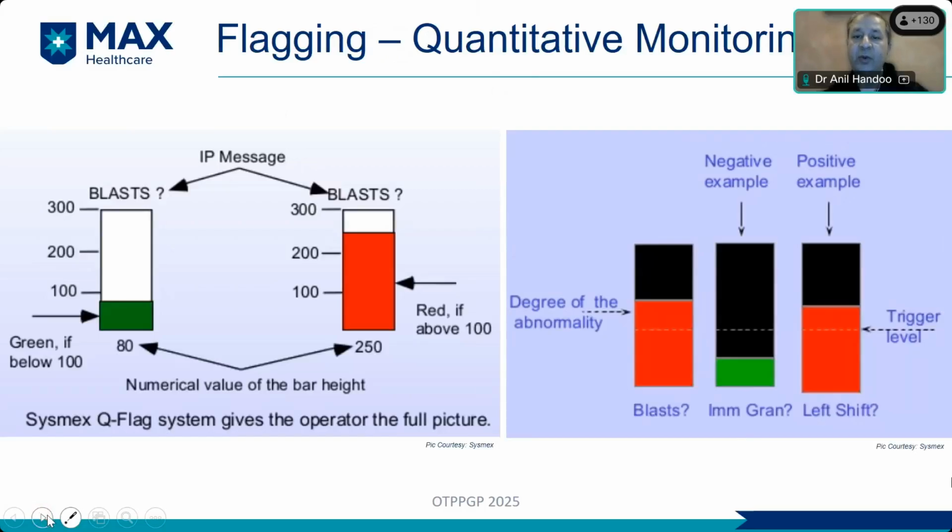So now when you look at quantitative monitoring of flagging, as I showed you previously, I had shown you a cutoff of 40, right, in one of the Mindray analyzers.